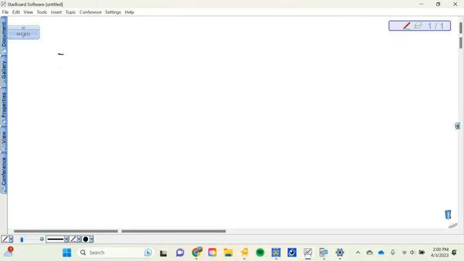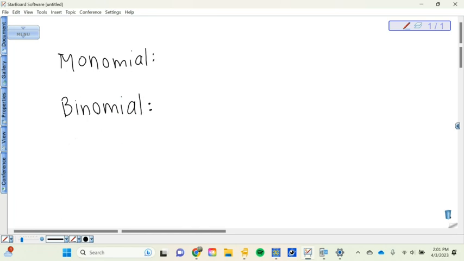On your whiteboard, so we did this on your quizzes last week, and I want to clear up some misconceptions. I want you to write down one example of a monomial, one example of a binomial, and one example of a trinomial, please. Write that down on your whiteboard and then hold it up and show me.